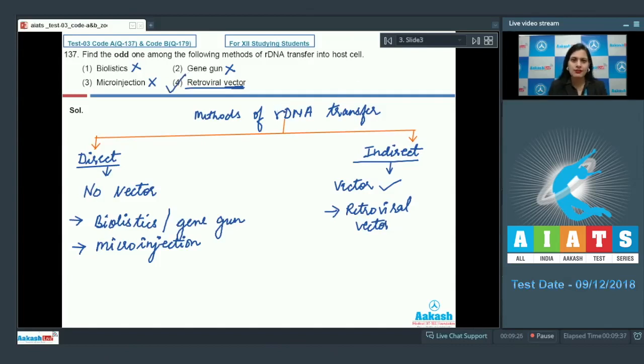These retroviral vectors carry the alien DNA or gene of interest, and as they infect the host cells, they will transfer this alien DNA into the host cell. So the correct answer is option number 4. Let's discuss our next question.